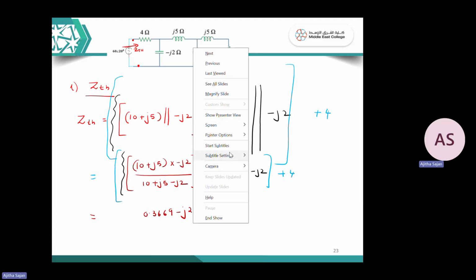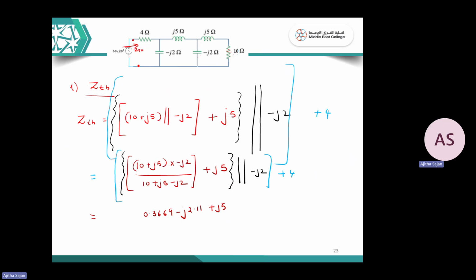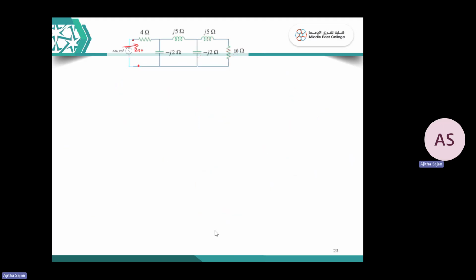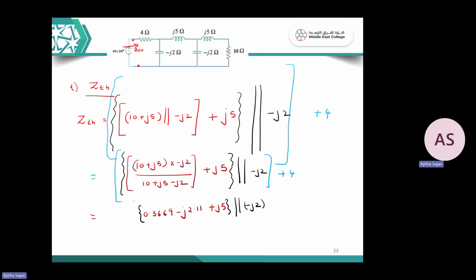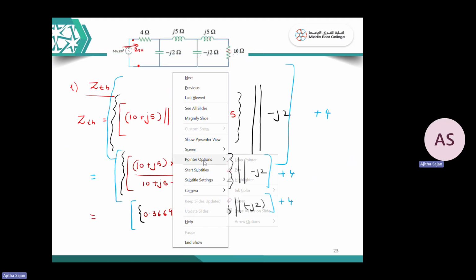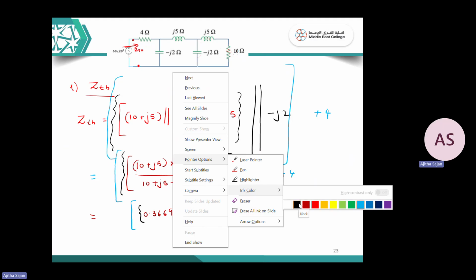Now to this answer, what will come in parallel? Minus j2 will come in parallel. Then all this answer you just have to add plus 4. So you can get this answer. Now that will come in parallel with the minus j2. If you do that, I will write the final answer for you. You can check how much it is getting. It is the same answer we obtained in the class, and I have that one with me.